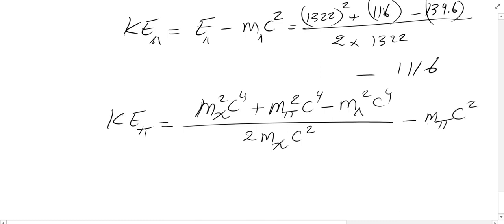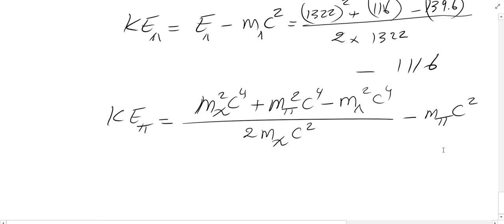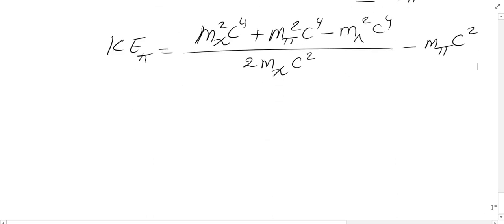Okay, make sure that the masses are correct. Again, this is 1322 squared. This is 139.6 squared. This is 1116 squared. This is 1322 squared. And this is 139.6. So if you plug in all of the numbers, you're going to find the correct answer. So I leave it to you guys to finish that and find the proportion from the total mass, okay?